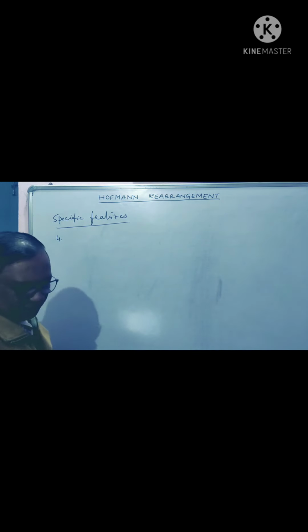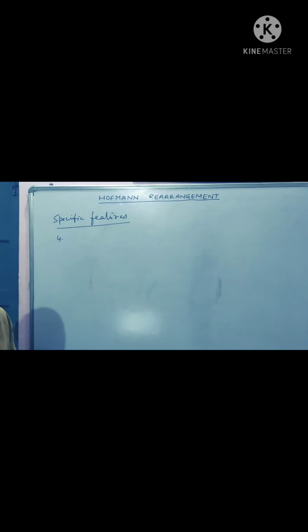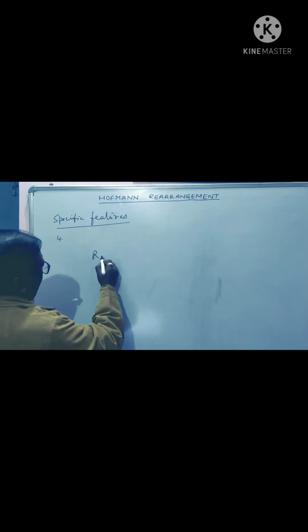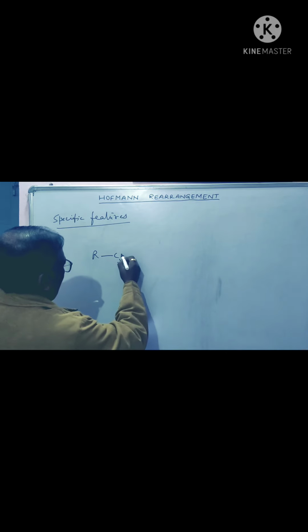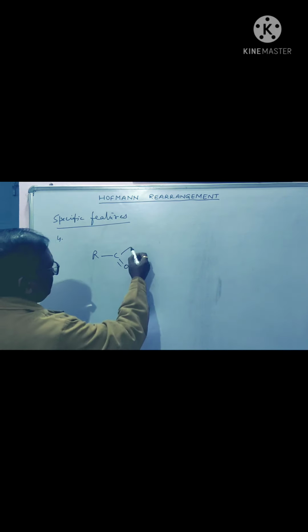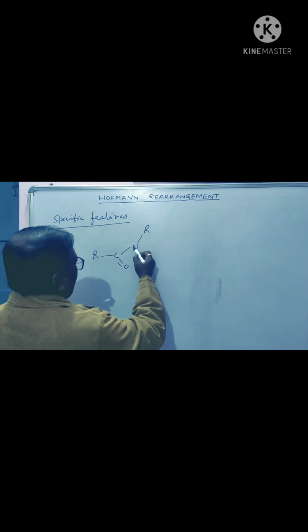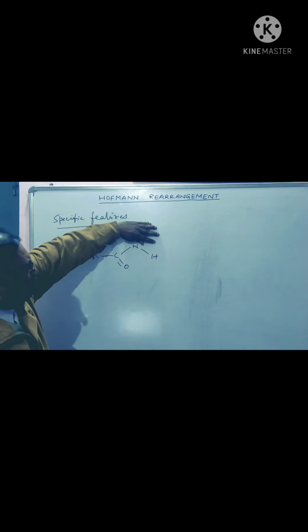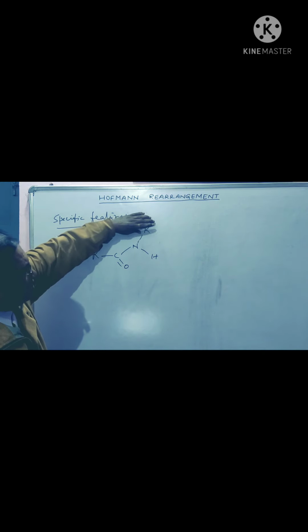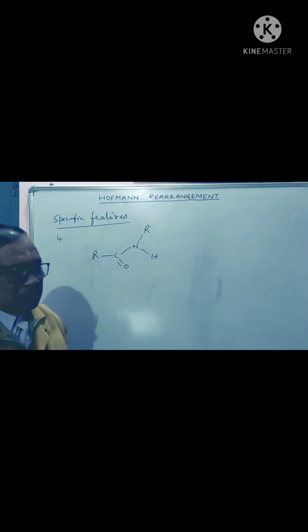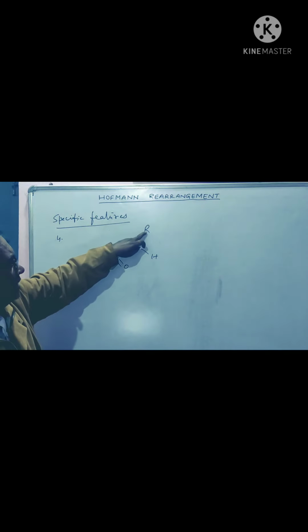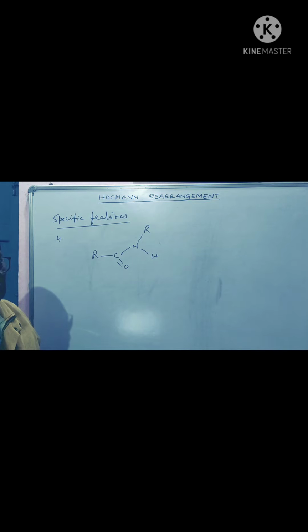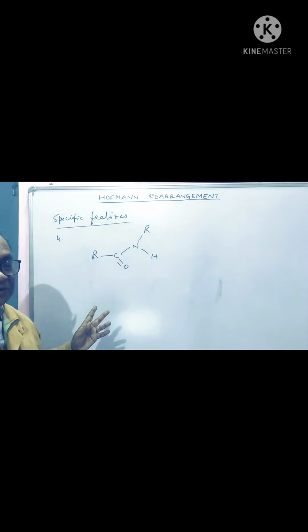Now fourth one, N substituted amide, friends, RC double bond O, N, R, H. If there is no alkyl, but instead of this R there is H, then it is a simple amide. But if alkyl is here, it is called a substituted amide.